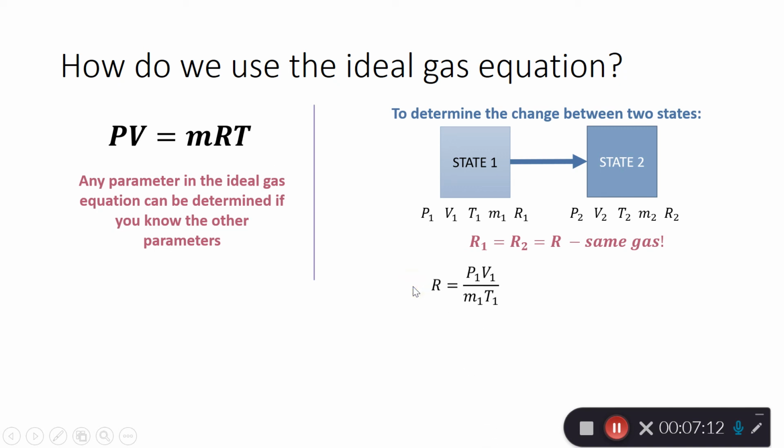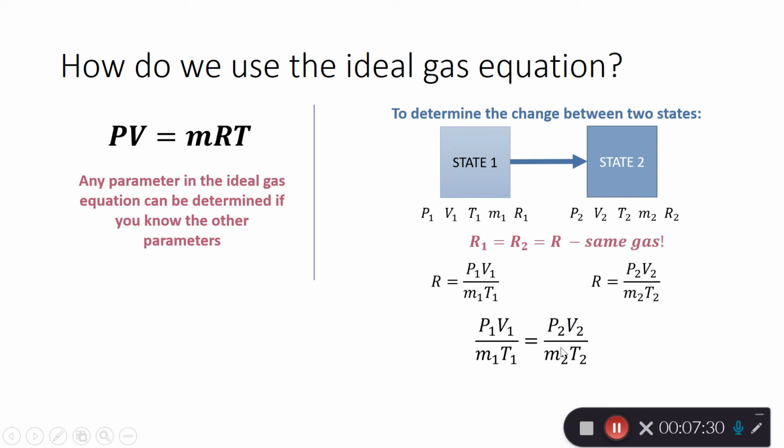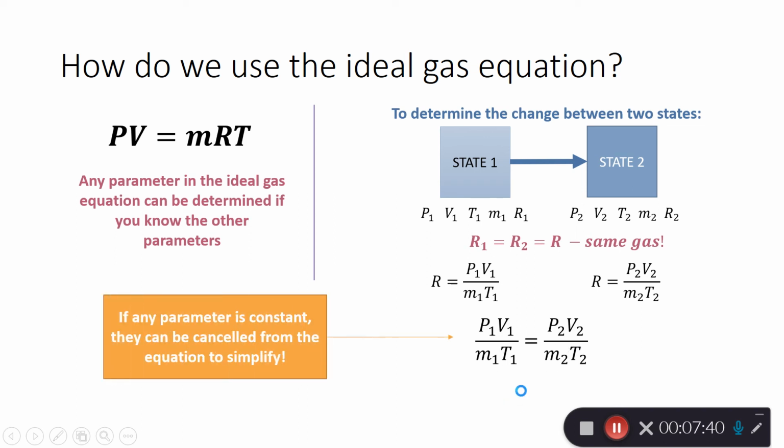You will have for state 1, R equals P1 V1 over M1 T1, and you will have the same for state 2. Because we have established that R is the same, this term and this term are actually the same, so you can equate them here. Okay, so this is the relation between two states.